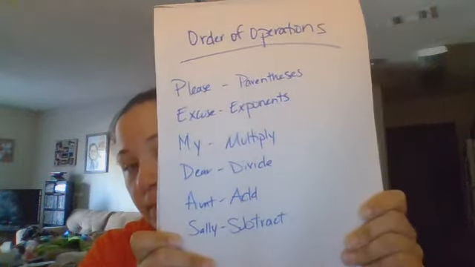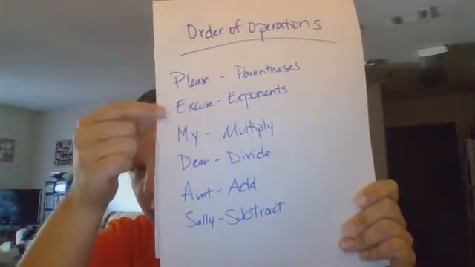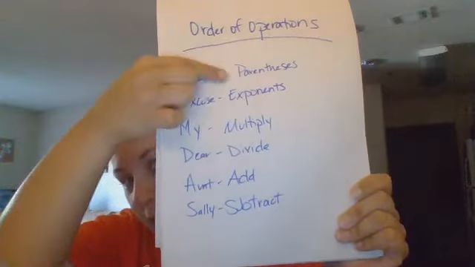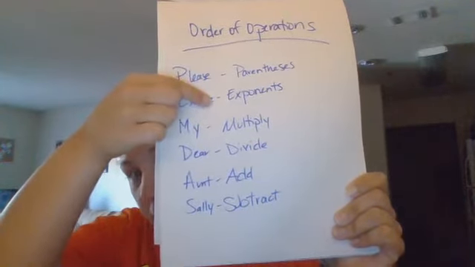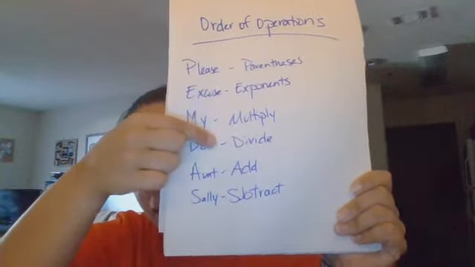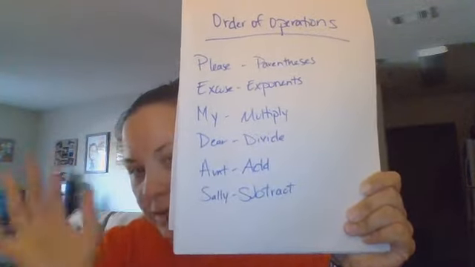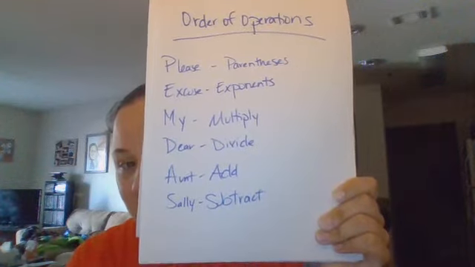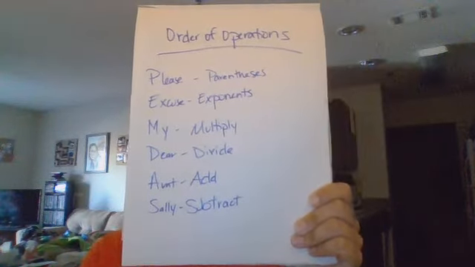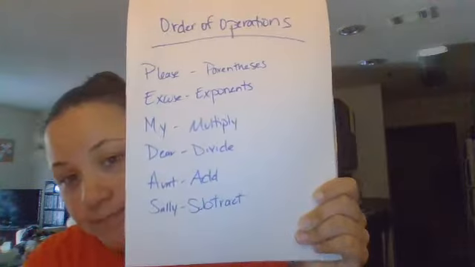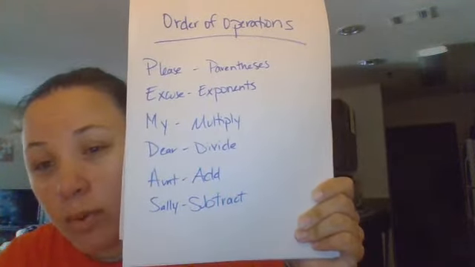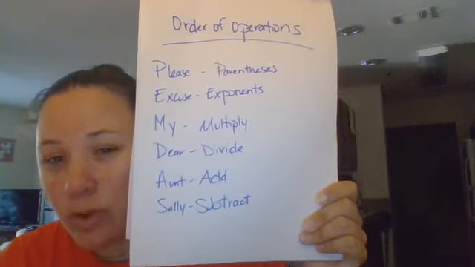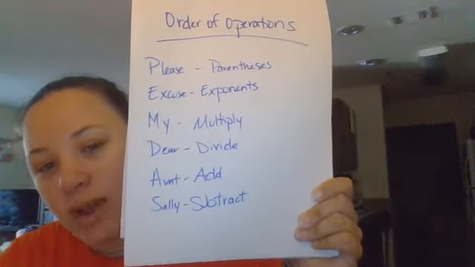And a way to remember it is please excuse my dear Aunt Sally, which means we do anything in parentheses first, then we look at the exponents, we multiply, divide, add, subtract, and we're done. So please excuse my dear Aunt Sally. Parentheses, exponents, multiply, divide, add, subtract. So it's something you might want to put a little poster, or just make sure it's somewhere written and handy so you remember it. Please excuse my dear Aunt Sally.